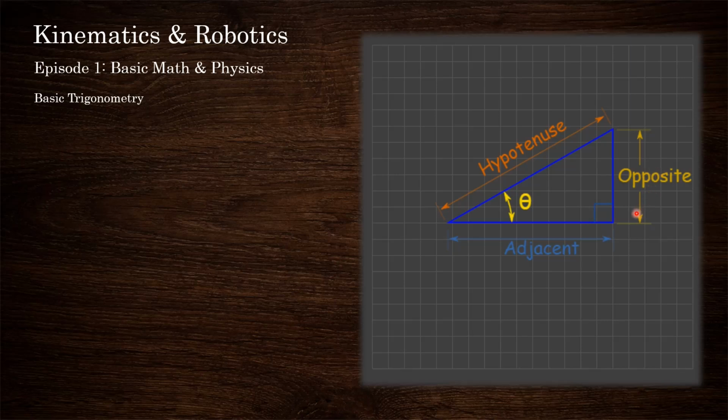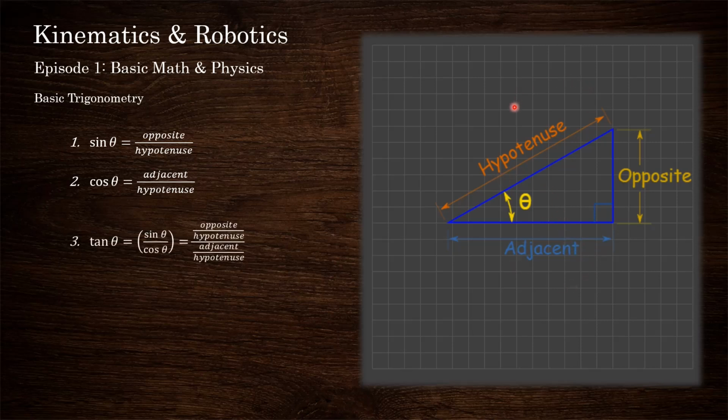So for some definitions here, the sine of this angle is defined as the ratio of the length of the opposite side to the length of the hypotenuse. The cosine of that angle, cos theta, is defined as the ratio of the adjacent side length to the hypotenuse length. The tangent of that angle is defined as the ratio of those two, which is the ratio of sine to the cosine of that angle, which by definition and by mathematics will give you that it is the ratio of the opposite side to the adjacent side.